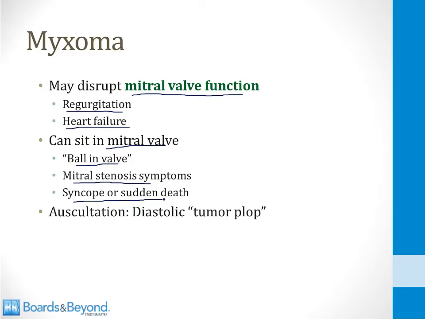So the classic scenario for a board question is to describe a patient that dies suddenly and at autopsy is found to have a myxoma. If you're asked about the mechanism of death, it was likely obstruction of the mitral valve via this ball-in-valve phenomenon. And then finally, sometimes patients with myxoma have a particular oscillatory finding you can hear with your stethoscope. This is called the diastolic tumor plop.